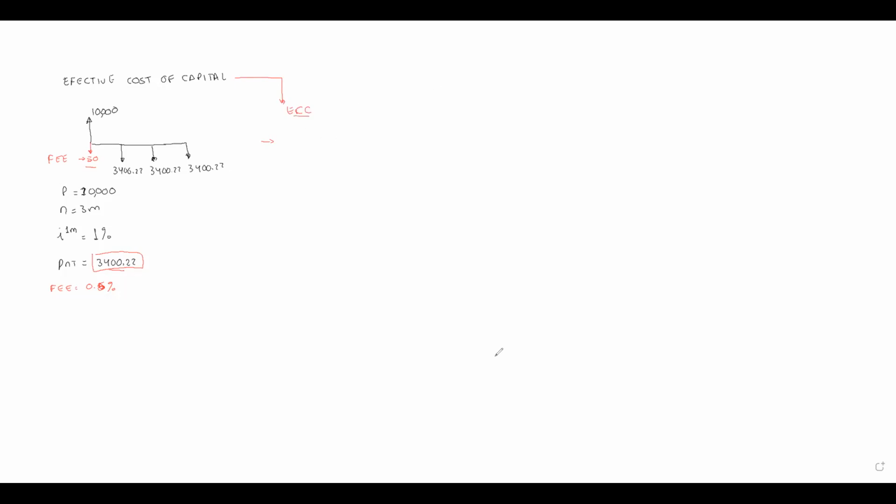Okay, so in order to compute the effective cost of capital, guys, what we need to do is net the cash flow. Remember, we cannot have up and down, so we need to have either up or down. So this becomes 9,950, and then I have my three cash flows as before, each of 3,400.